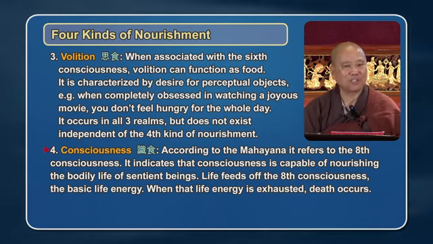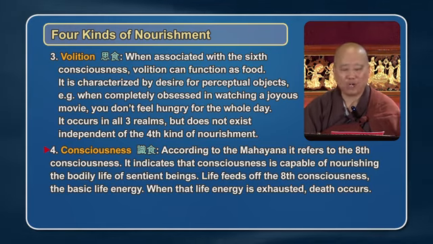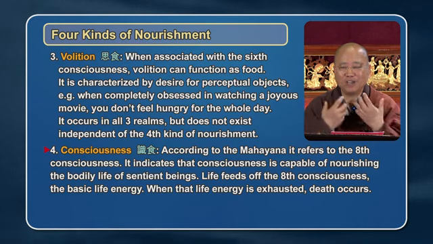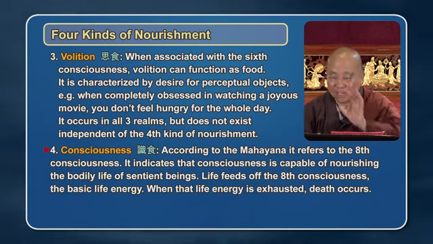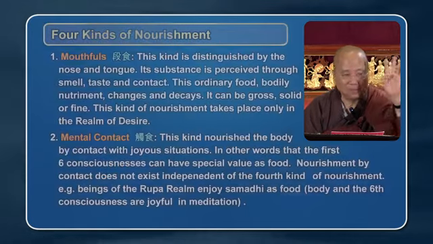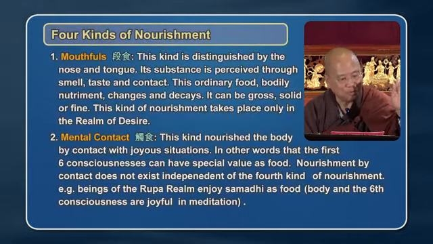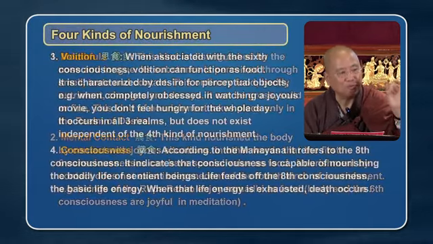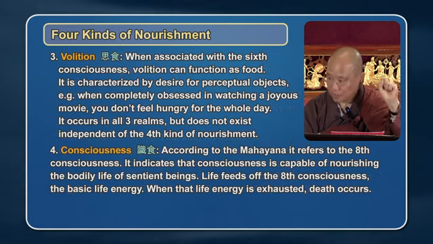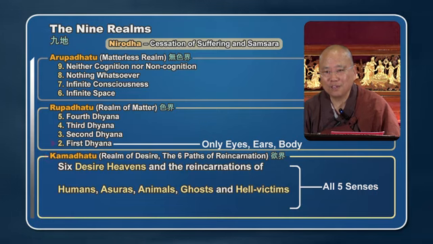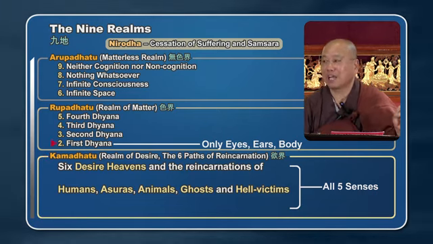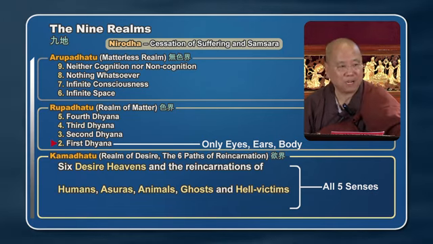And finally, of course, there's a kind of eating that's called consciousness nourishment, which applies to all. You need the alaya consciousness to nourish your body. So there are four kinds of eating, of food: mouthful food, mental contact food, volitional food, and consciousness food. In this world, we need mouthful food to survive. In the first dhyana, they don't need mouthful food. They only need the mental contact food, which is meditation. They're in samadhi all the time.